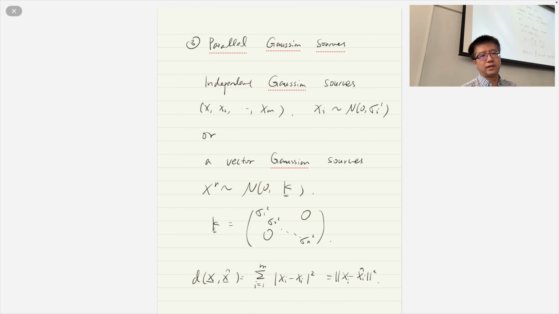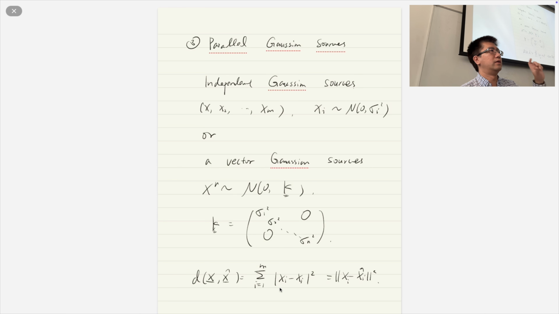All right, so now let's characterize the rate distortion function for this. Although it's parallel sources, we consider it as a vector quantization. So the whole thing is a source, and we are not going to characterize the rate distortion function for each one individually, because we have a joint distortion here.